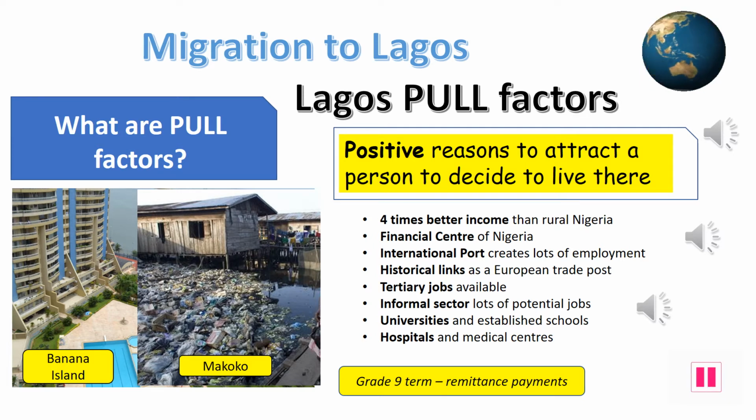Even living in Makoko shanty town, as can be seen on the right, is preferable for some if they are able to have a stable home and income, so they can send money back to their families in the countryside, which are known as remittance payments. Because simply, incomes are over 4 times higher in Lagos than in rural areas.